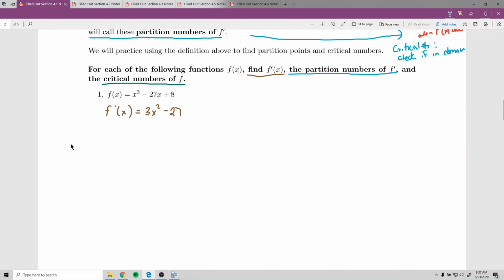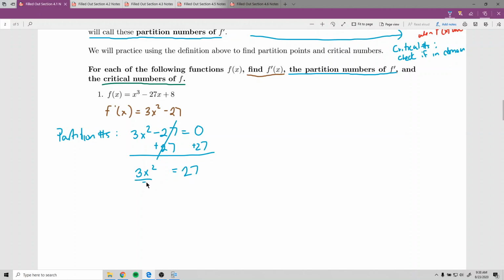Now to get the partition numbers, since there's no denominator, we just set it equal to 0 and solve. We do 3x squared minus 27, our derivative, set it equal to 0, and solve this. Now we can solve this one, we just have an x squared there, so we don't have to worry about factoring. We can add the 27 to each side. We get 3x squared equals 27.